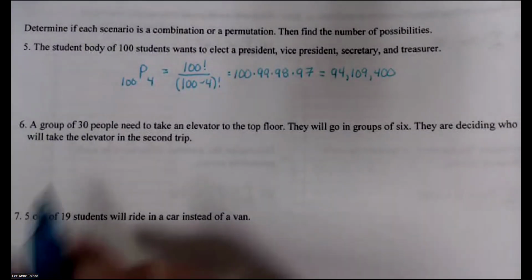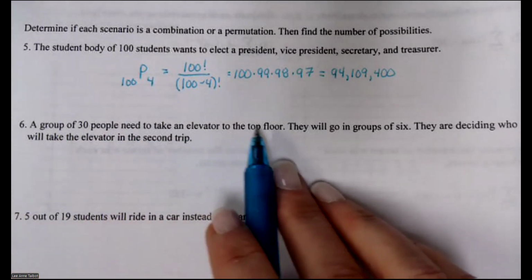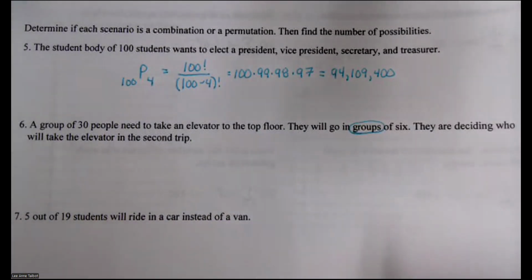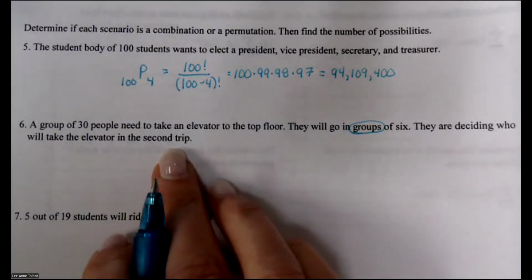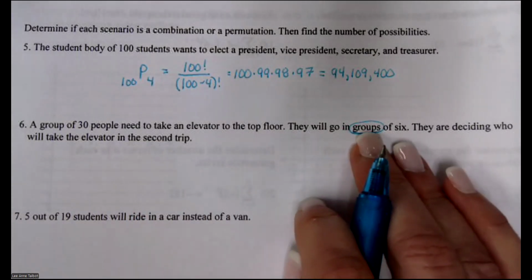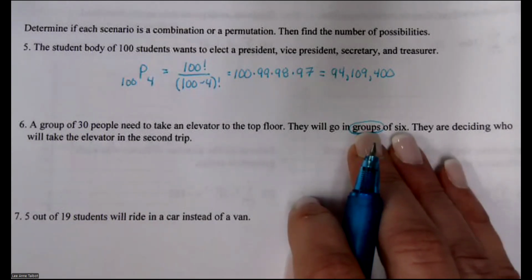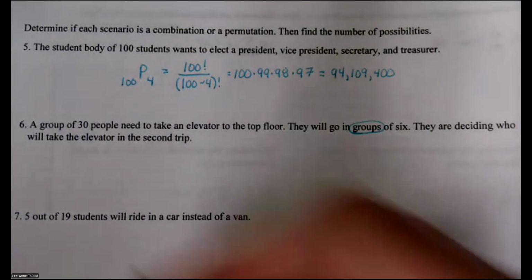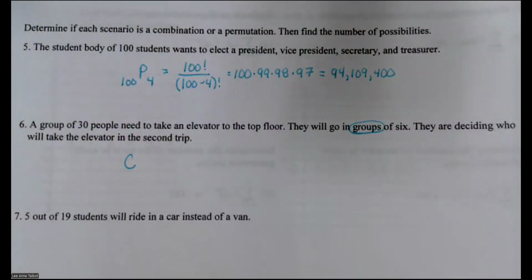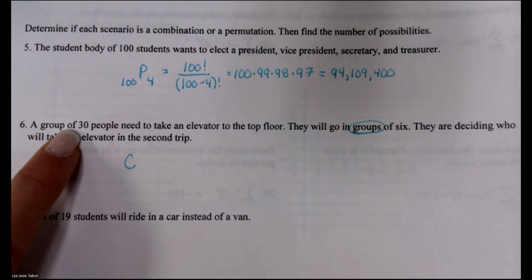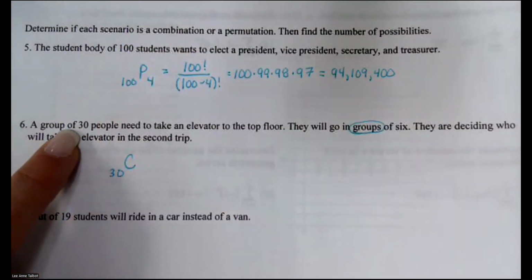Okay. Next one. A group of 30 people need to take an elevator to the top floor. They will go in groups of 6. They're deciding who will take the elevator on the second trip. That doesn't really matter. Okay, we have groups. Are they all the same or are they different? Same. I even put the word groups in the thing above so that it would help you out. Same is combination. 30 people total, groups of 6.